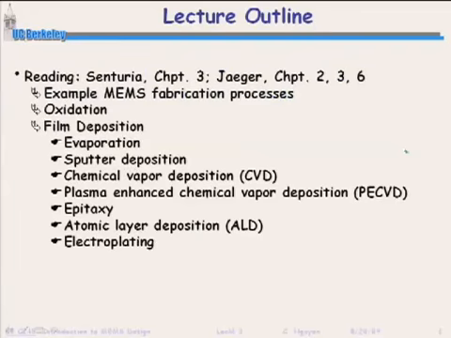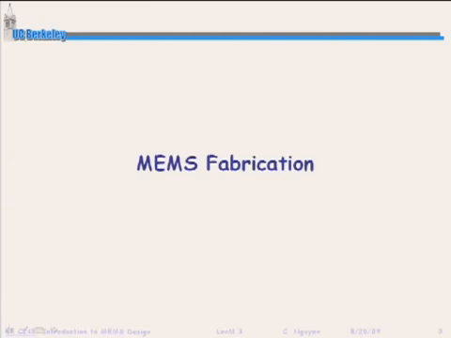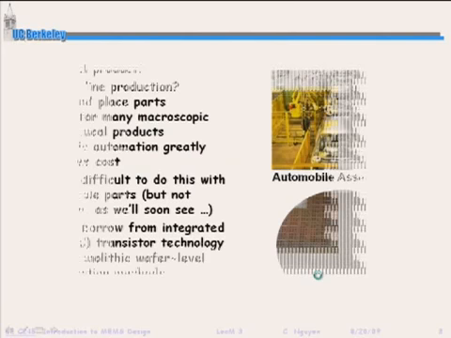Okay? All right, so we're going to talk about oxidation first, and then many different types of film deposition, including evaporation, sputtering, chemical vapor deposition, and all the rest that you see here, even atomic layer deposition and electroplating. These are all methods for putting films down on substrates. And before talking about that, let's just talk in general about mechanical fabrication, MEMS-based fabrication. And let's sort of compare it to the way things are done today or yesterday or that sort of thing.